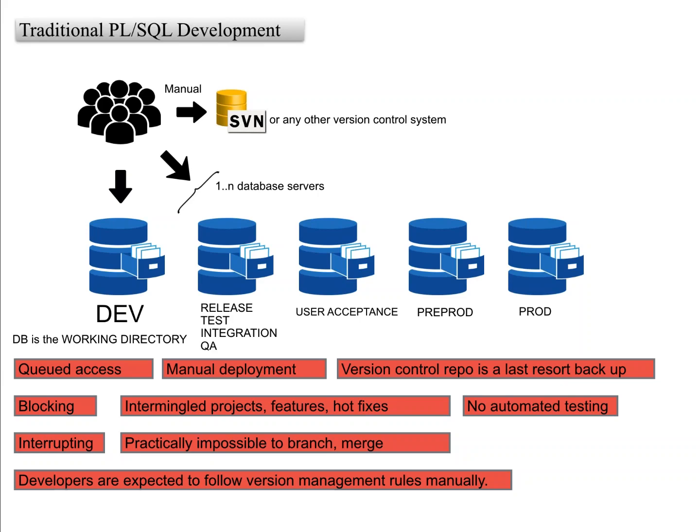Oh, I fixed something in pre-prod. I have to take it back to dev. So we are running in this chaos. Most shops I run into run in this chaos, at varying degrees, but still it's not the best process. And again, SVN is there on the side. Yeah, we use it sometimes.